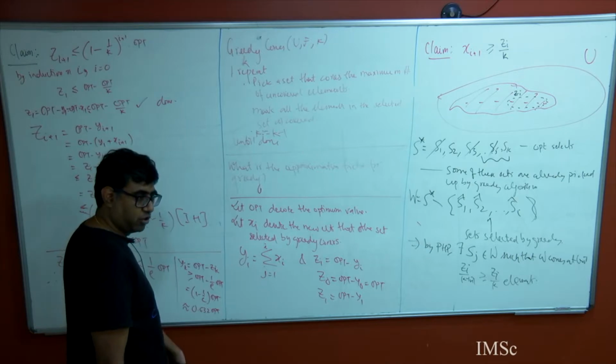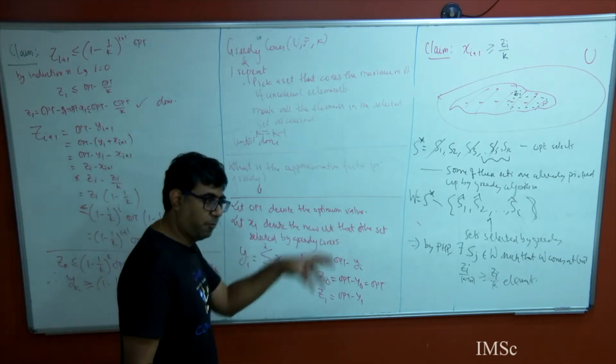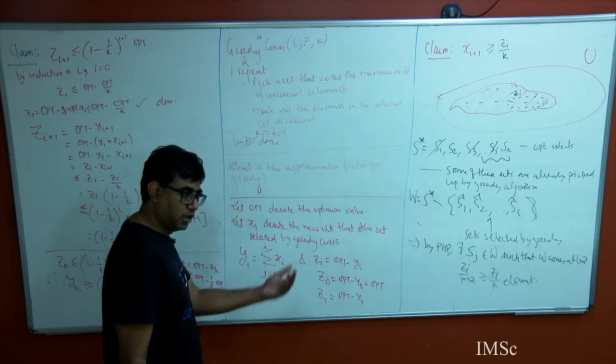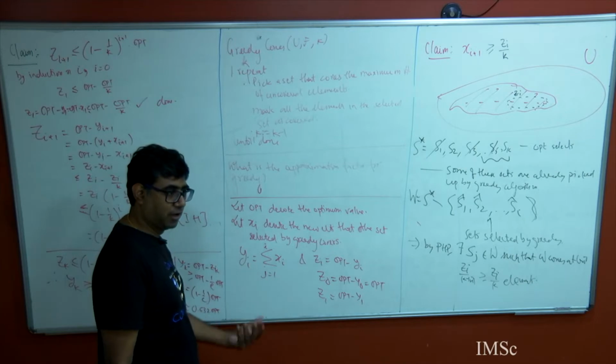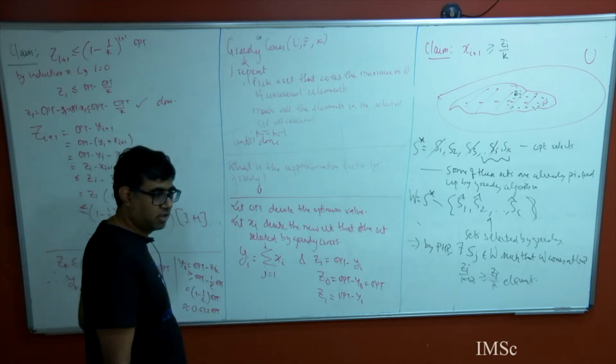Right? So next time how much will I cover? 1 minus 1 by e of opt by e. Right? So I'm fractionally covering. And so how many rounds do I need before nothing will be left?